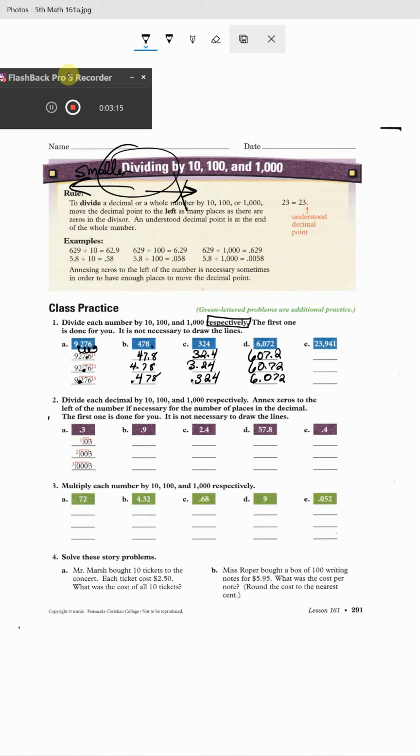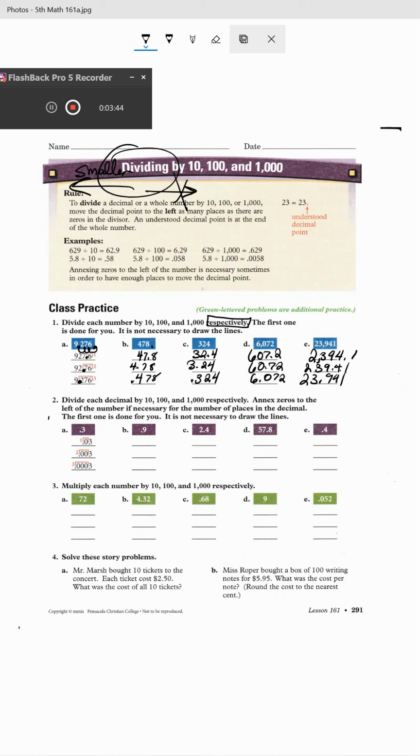23,941 becomes 2,394.1. We'll still put a comma in there. And then it becomes 239.41. That's not a point there. That's just where I messed up. There. And then 23.941.